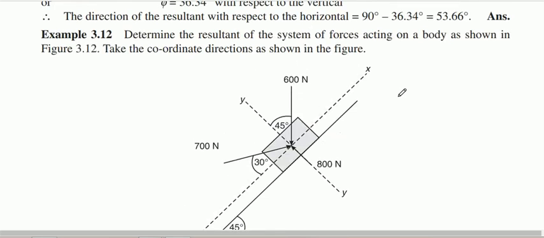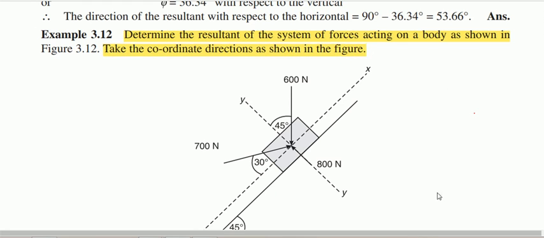Now just observe, this is a somewhat different problem. What is the difference here? The difference is the coordinate direction. First I will explain what the question is. Determine the resultant of a system of forces acting on a body as shown in the figure. Take the coordinate direction as shown in the figure.